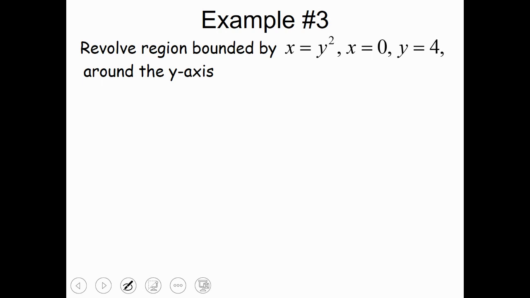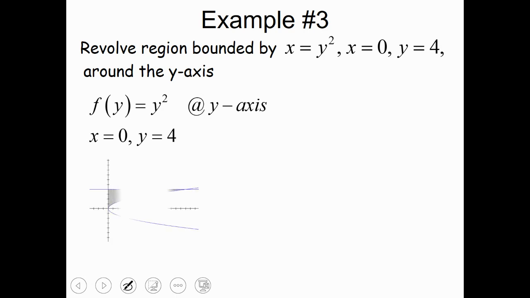So here's one that we're going to revolve around the y-axis. So you'll notice right away that even my function is in terms of y. So it's x equals y squared. We're going from x equals 0, y equals 4. That's going to enclose my region, and I'm going around the y-axis. So here's what it looks like. This is what the equation x equals y squared looks like. X equals 0 is just the y-axis. Y equals 4 is going to be a horizontal line. So this is my original region, and we're revolving it around the y-axis.